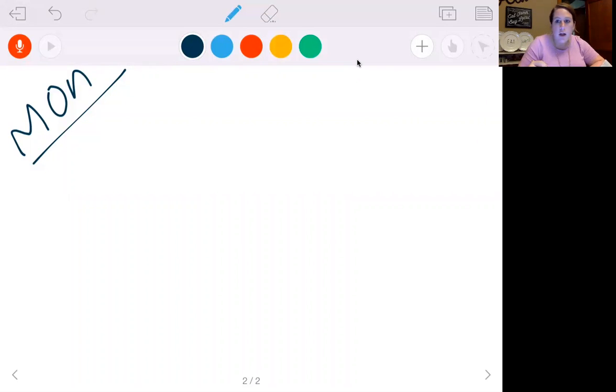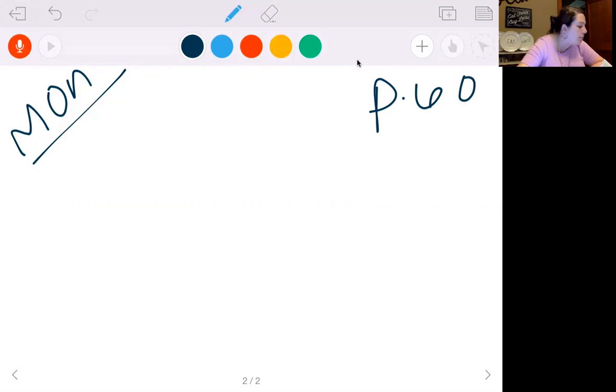Today we're going to be on page 60, and we're going to be doing the last little bit of multiplying before we have our test, which will be Thursday. So we're going to do zeros in the multiplier, so look at the top of page 60.